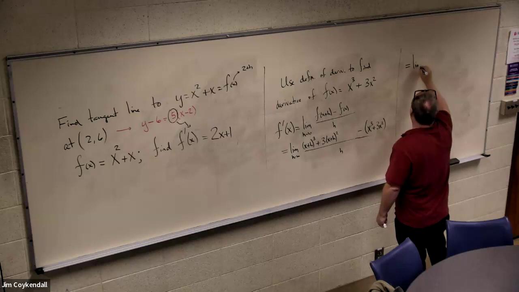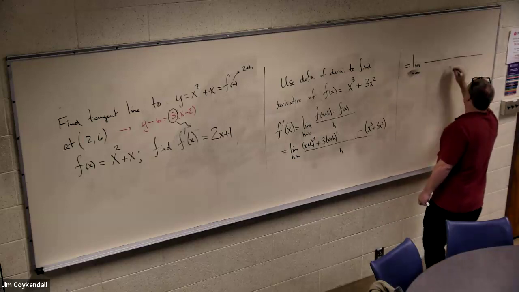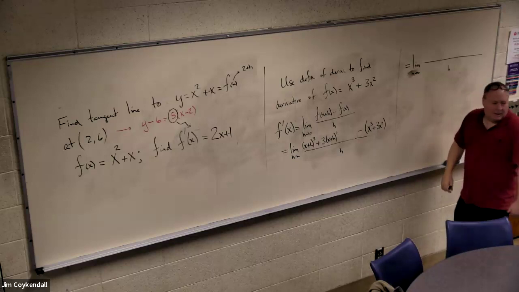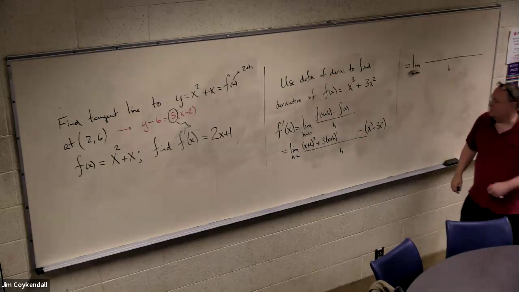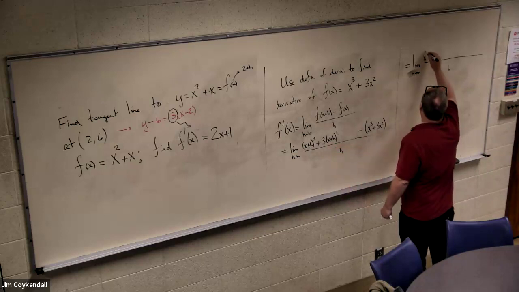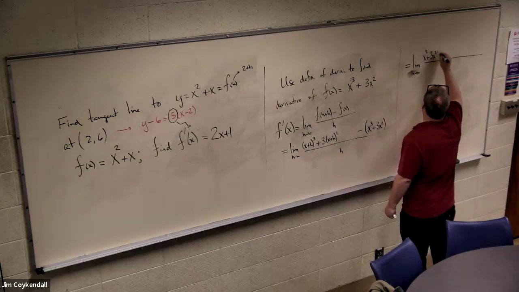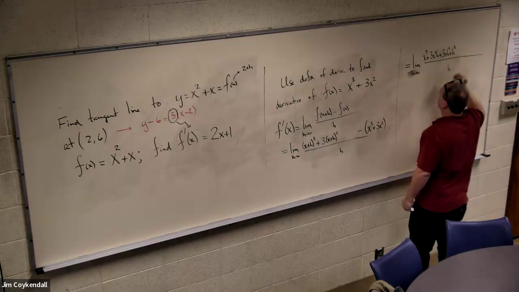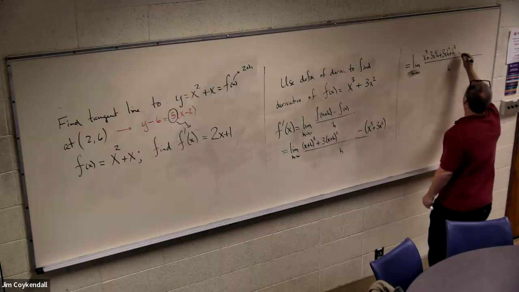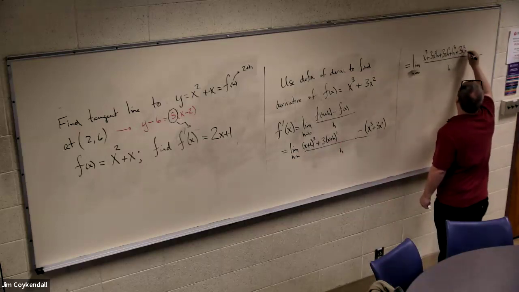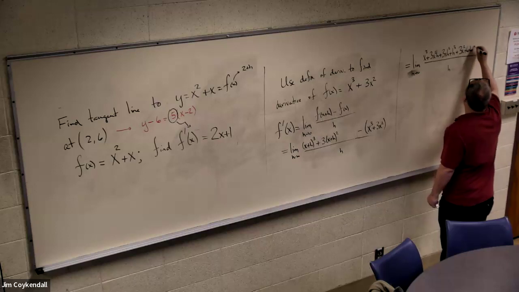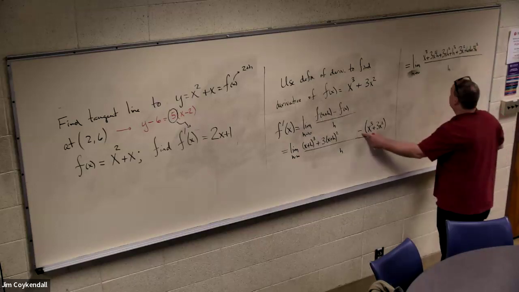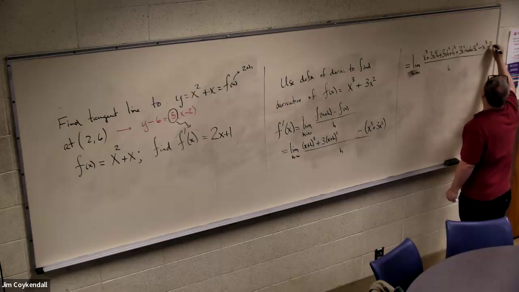This is the limit as h goes to 0. I have to go through and find this out. So (x+h) cubed is x cubed plus 3x squared h plus 3x h squared plus h cubed. Then multiply this out: 3x squared plus 6xh plus 3h squared, minus x cubed minus 3x squared.